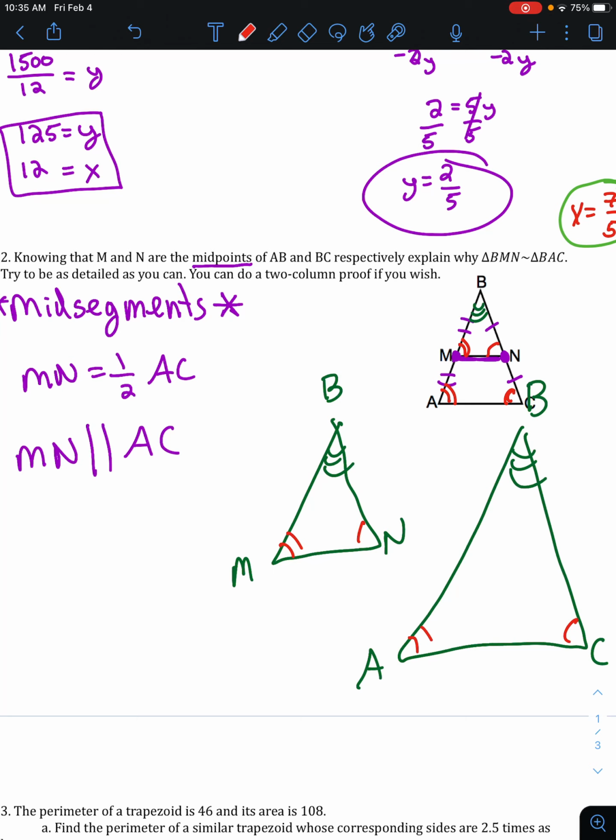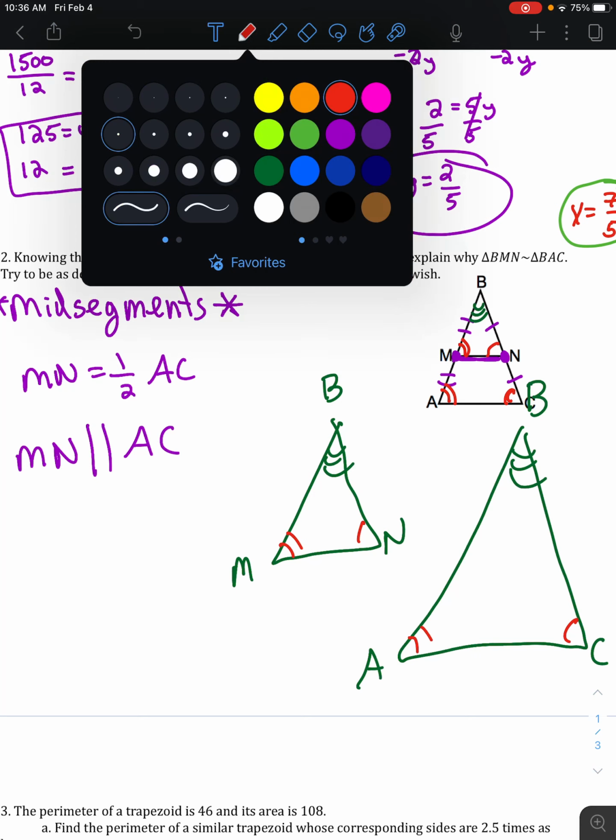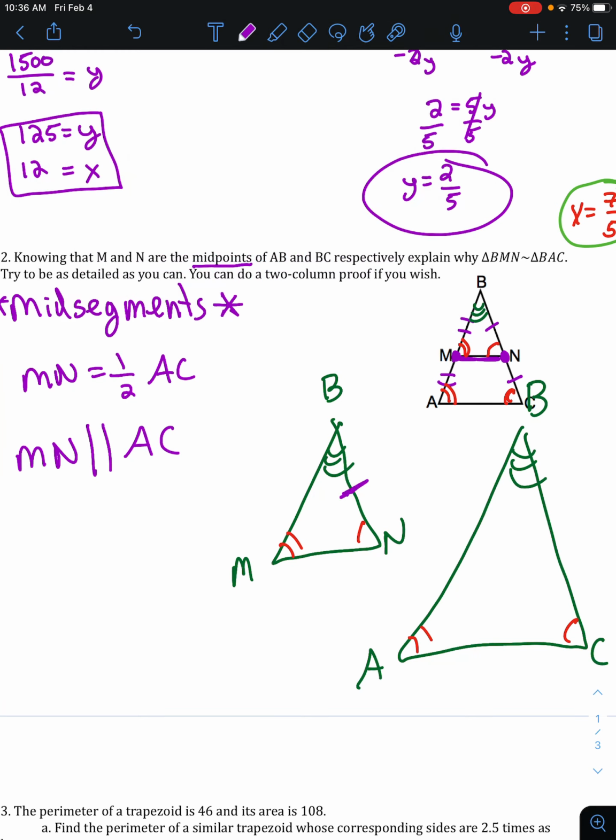We said that BN would be like a single tick mark compared to BC would be double that. So we could call it 2x if this is x. And then if BM is 2 tick marks, and we call that y, this is 2y. And because MN is a mid-segment, if we call this z, then this is 2z.